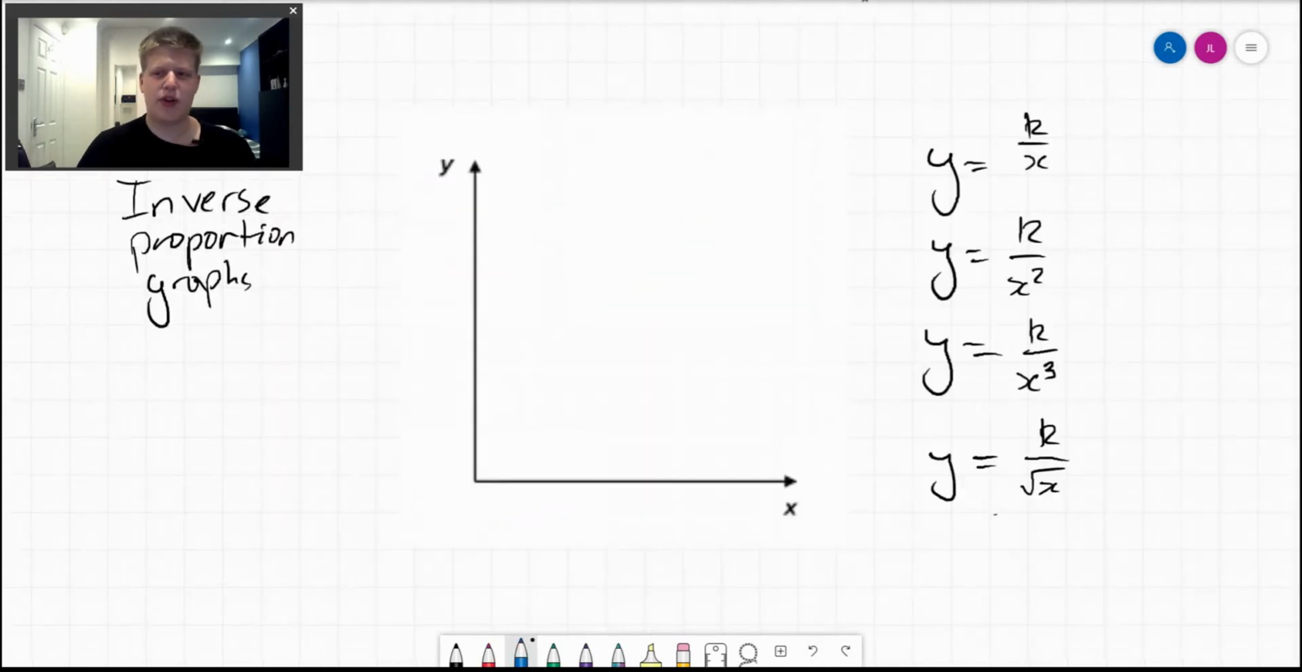Now that you know what those curves look like, we need to look at inverse proportion graphs. Now these all look very similar, which is why I'm going to do them on one axis, but they all go at different steepnesses. So, y equals k over x looks something like this. As you can see, it starts off steep and then gets shallower and shallower until we're over here where it's almost horizontal, but not exactly.